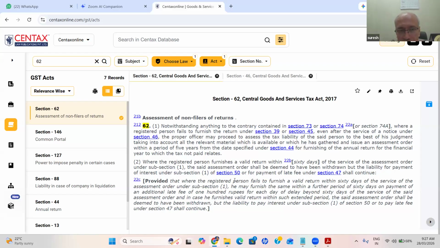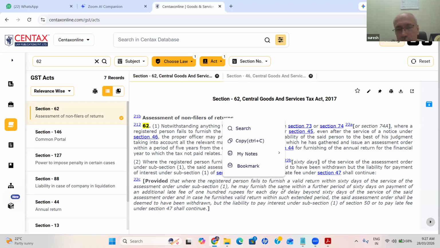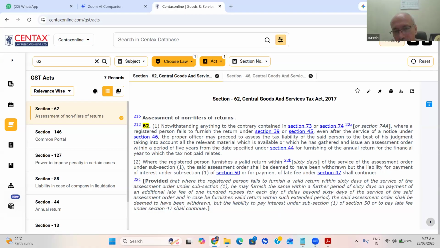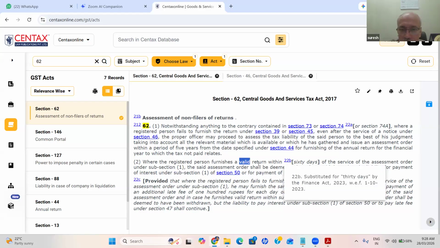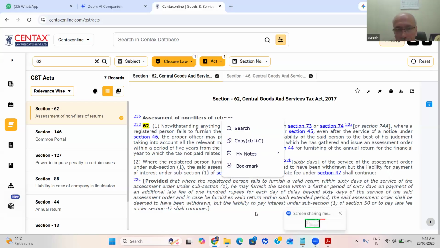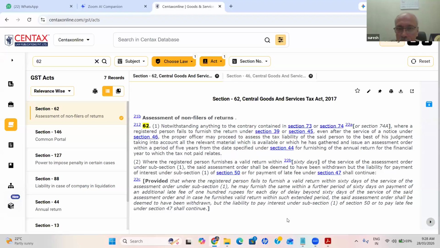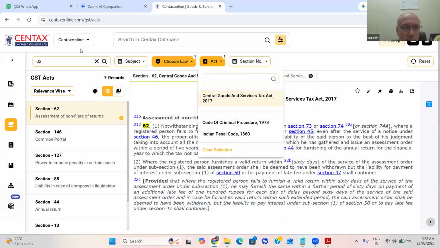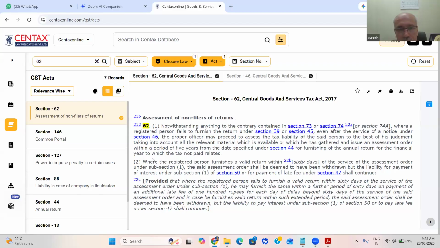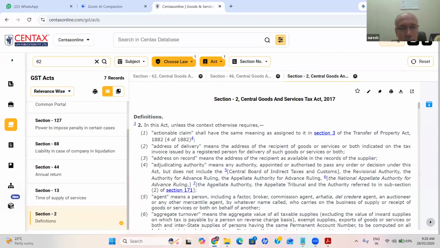So here one important point is these words, valid return. Here he uses the words valid return. A return which has to be filed after the assessment order ASMT 13 has to be a valid return. So what is the valid return, sir? Subsection 117 of section 2 defines valid return. I will take you to that. Section 2, 117.